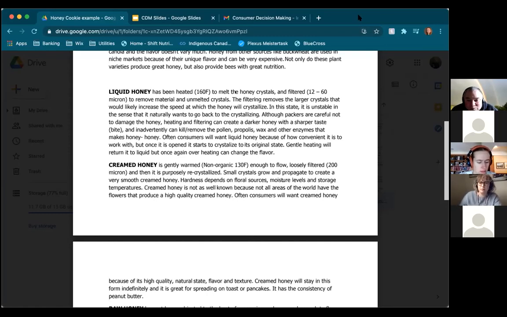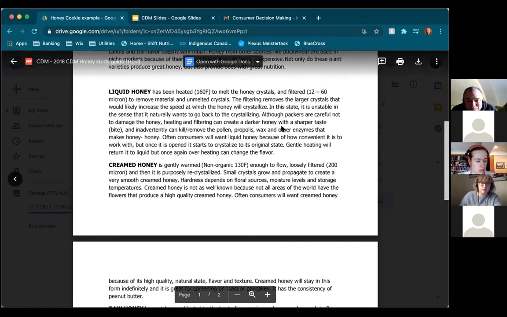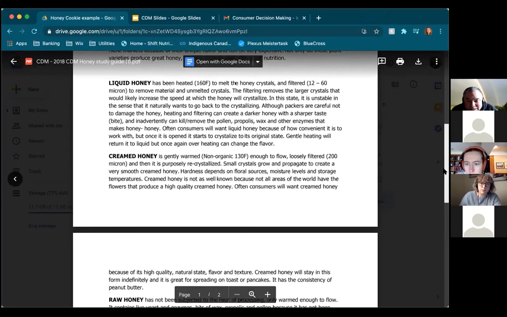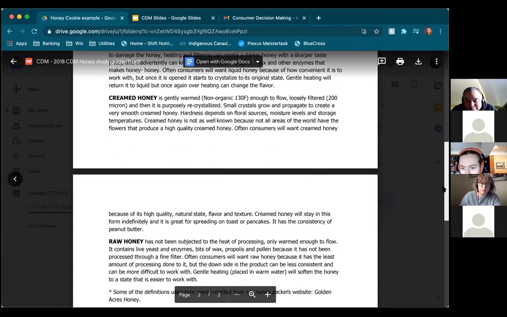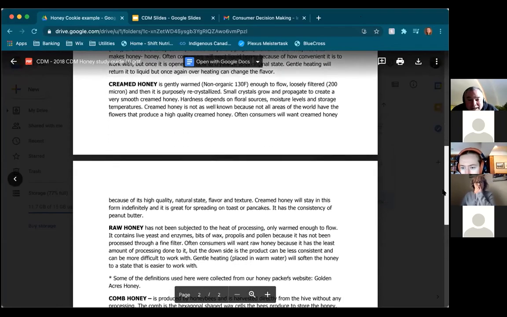Often consumers will want liquid honey because of how convenient it is to work with, but once it is opened, it starts to crystallize to its original state. Gentle heating will return it to liquid, but once again, overheating can change the flavor. So creamed honey is gently warmed, non-organic, to 130 degrees Fahrenheit, enough to flow, loosely filtered, 200 micron, and then is purposely recrystallized.